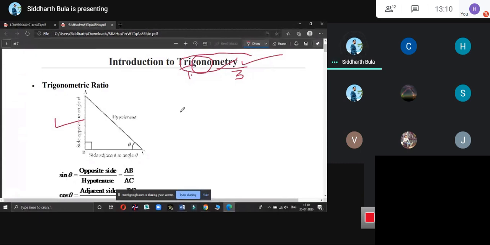Number three, right angle triangle: a triangle which has one angle fixed, one angle as 90 degrees. And the fourth one, the last one, is the scalene triangle. Scalene triangle means a triangle which has no side equal. All three sides are different in measurement. That triangle will be called a scalene triangle.